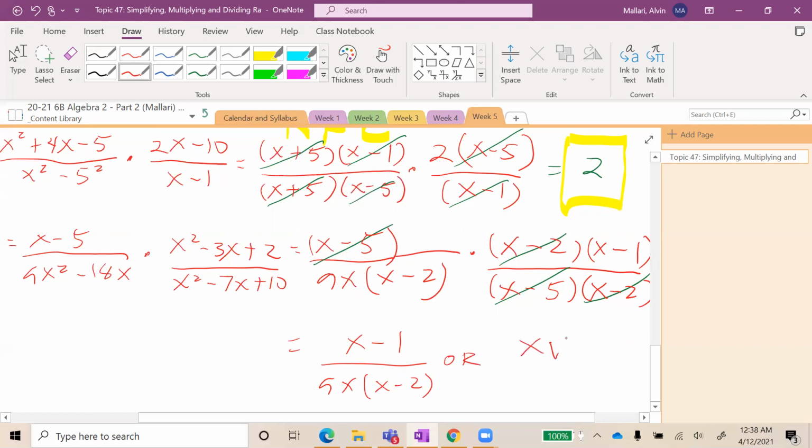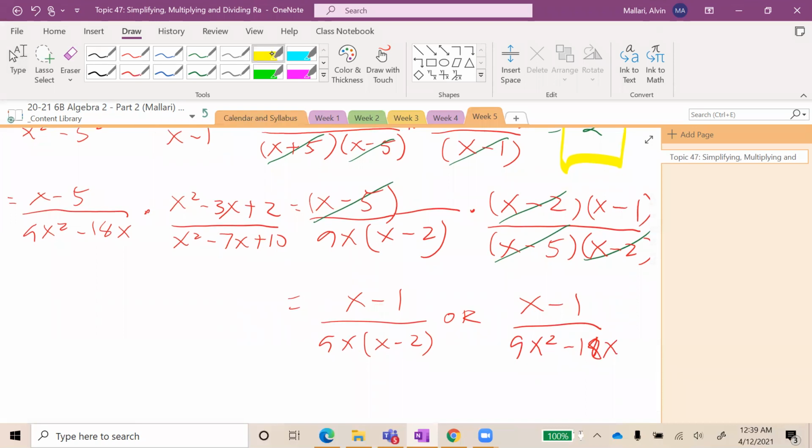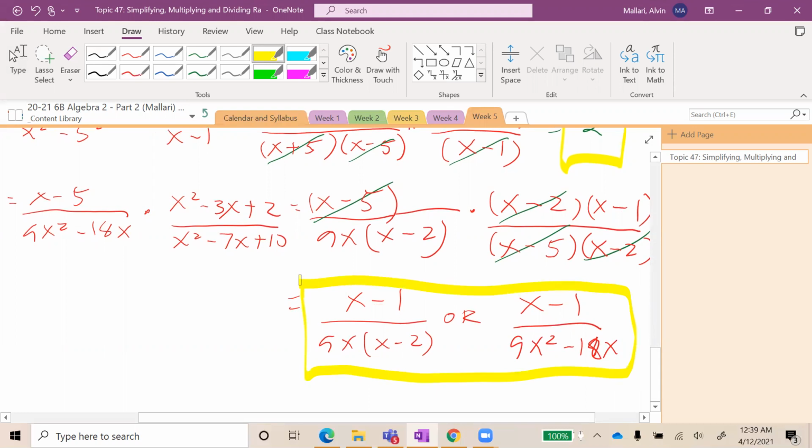So our answer would then be x minus 1 divided by 9x times x minus 2, or x minus 1 divided by 9x squared minus 18x. Okay. All right, so that concludes our lesson.